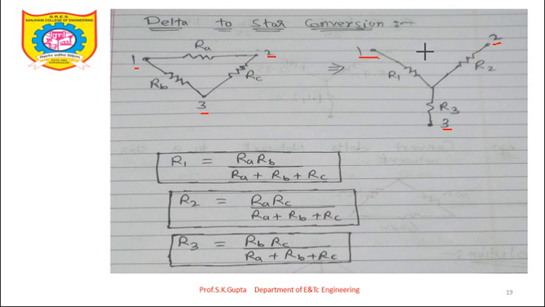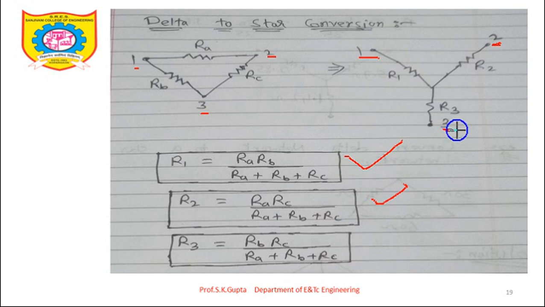So now what is the value of R1? From node 1, what resistances you can see? To node 1, resistances RA and RB are connected. So R1 equals RA into RB divided by sum of all resistances RA plus RB plus RC. Very simple. Now what is the value of resistance R2? It is connected to node 2. So from node 2, two resistances are there, RA and RC. So take the product RA RC divided by sum of all resistances RA plus RB plus RC. So this way R2 can be determined.